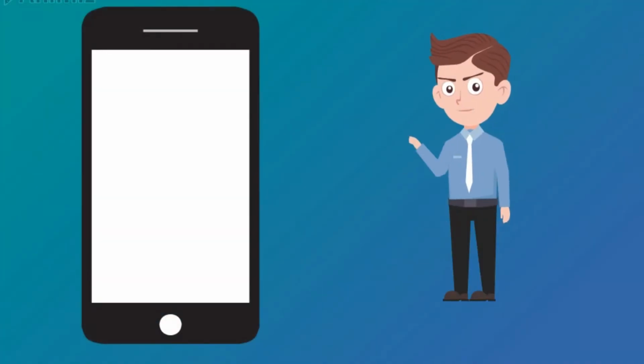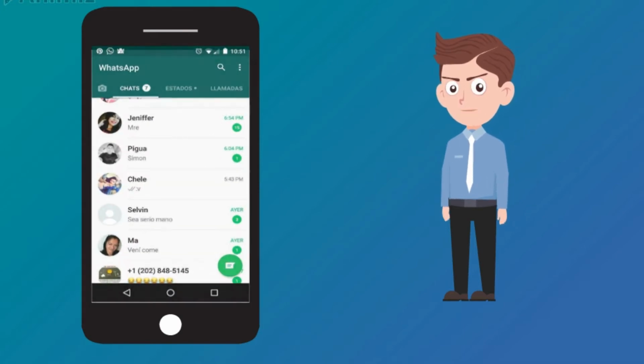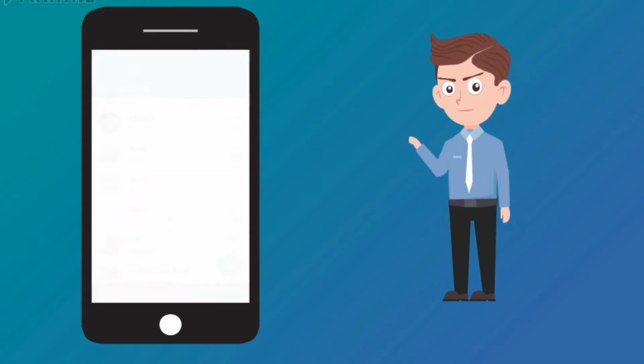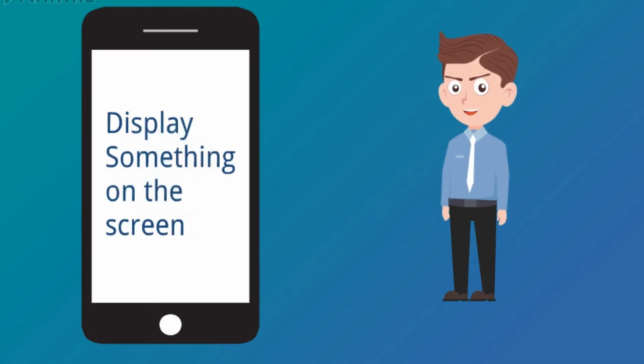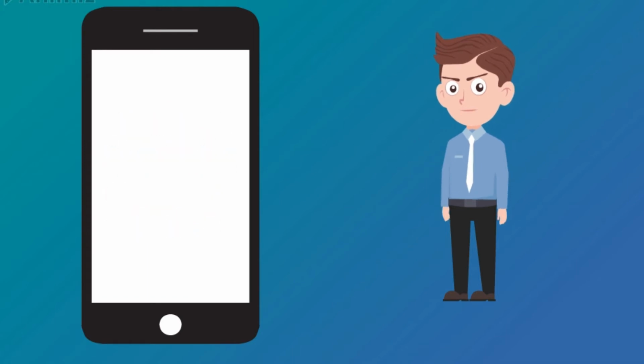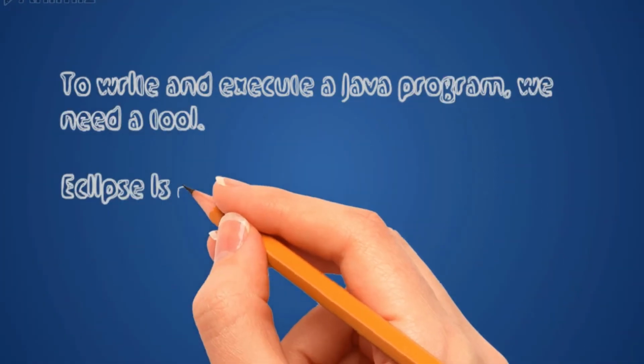If you open any app on your phone, something gets displayed on the screen. For example, if you open WhatsApp, most recent messages are shown. We will start learning programming by displaying something on the screen. To do so, we need an editor like Notepad. Eclipse is an integrated development environment where we can develop Java applications.